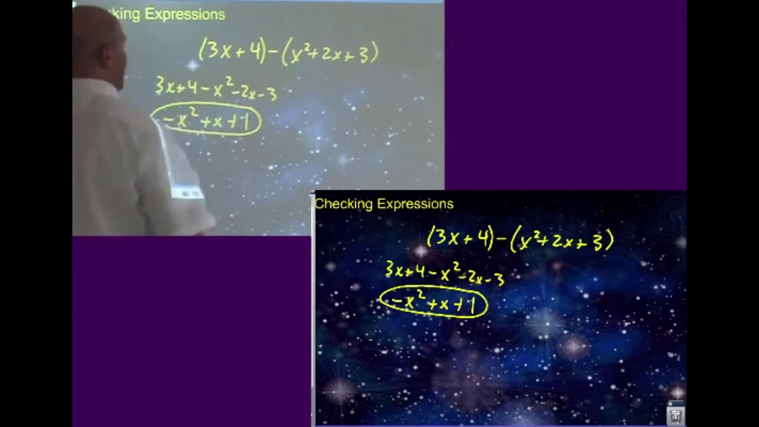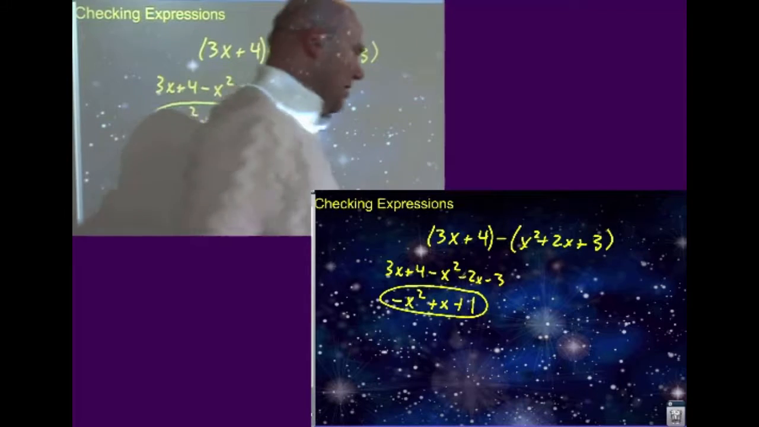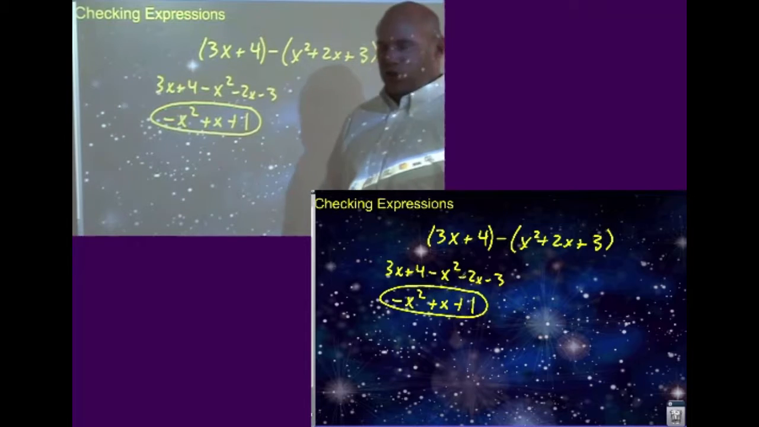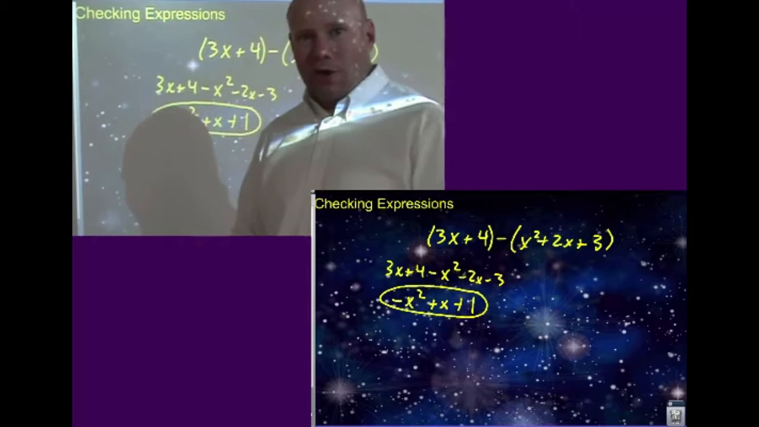So there's the simplified form, and it is the answer because it's what is simplified, so it gets circled. But then the question is, how do I check and know if this is right? I mean, let's not just guess in the dark. Is there a way to know if this is right or not?